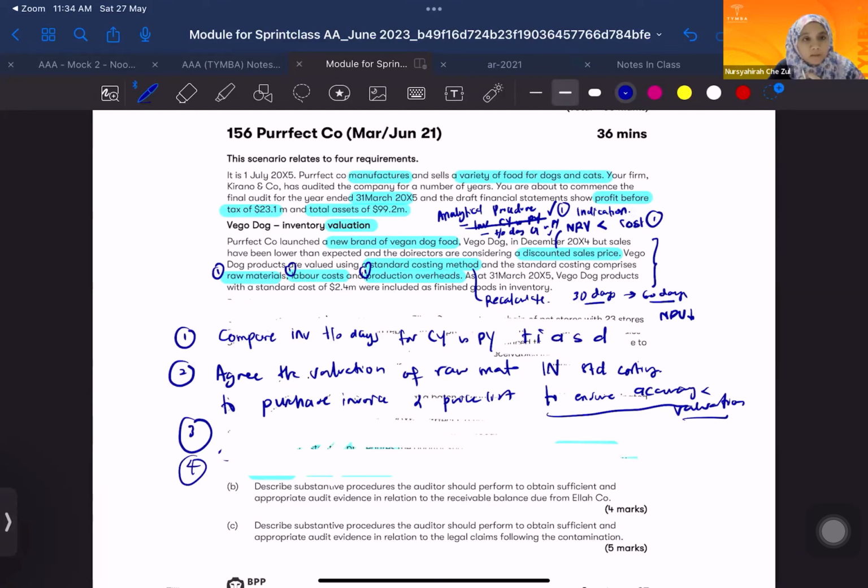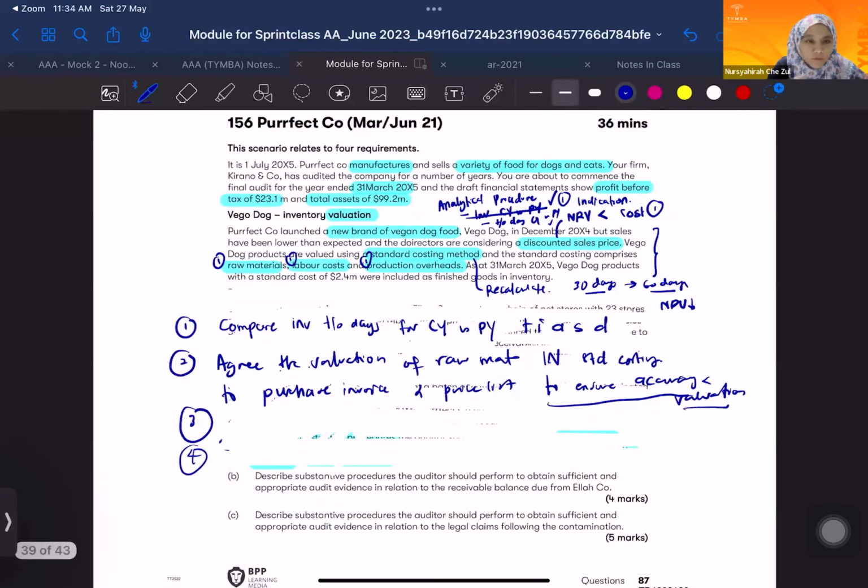For a manufacturing company, yes. I like companies whose nature is manufacturing, because then we would have a lot of choice of answers to put into our answer. Alright? So I think I'm done for inventory.